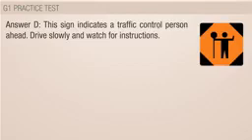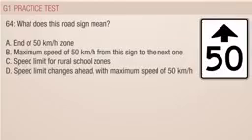Answer D. The sign indicates a traffic control person ahead. Drive slowly and watch for instructions. Question 64. What does this road sign mean? A. End of 50 km per hour zone. B. Maximum speed of 50 km per hour from this sign to the next one. C. Speed limit for rural school zones. D. Speed limit changes ahead with maximum speed of 50 km per hour.